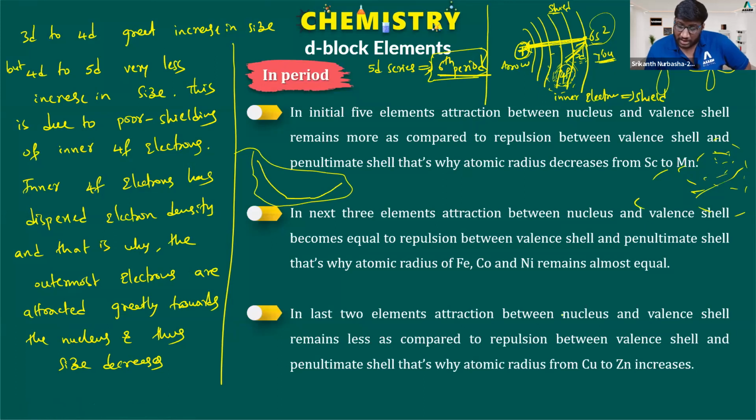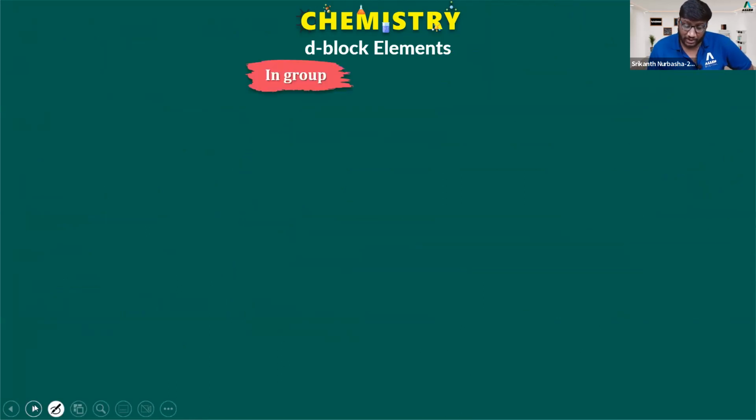So in the last 2 electrons, attraction between nucleus and valence shell electrons are less as compared to the repulsion between valence shell electron and the penultimate shell. That's why atomic radius from copper to zinc increases. The same points whatever we have discussed.